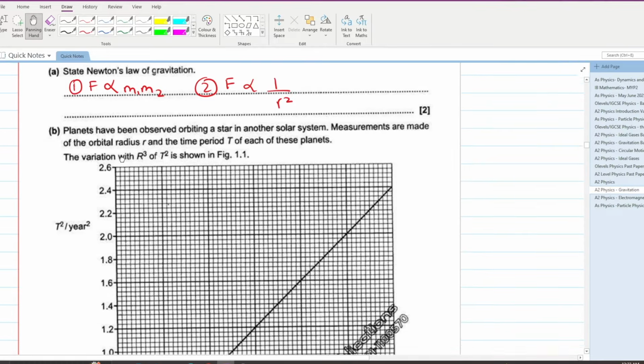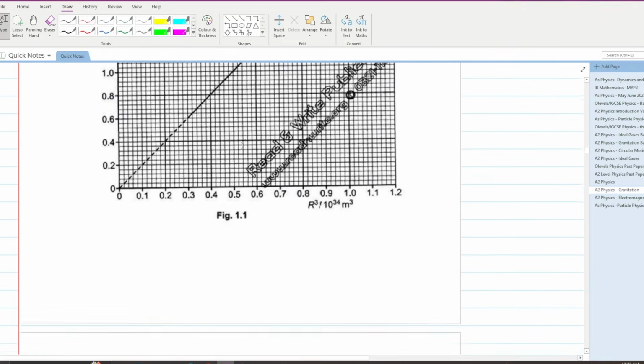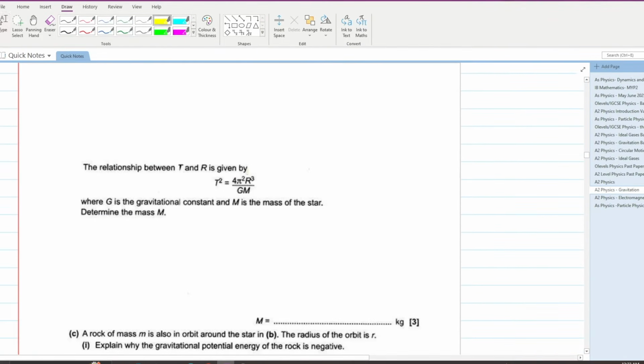Planets have been observed orbiting a star in another solar system. Measurements are made of the orbital radius and the time period of each of these planets. The variation of r cube with T square is shown in figure 1.1. The r cube and T square variation is given in the graph. The relationship between T and R is given by this equation, where G is the gravitational constant and M is the mass of the star. Determine the mass M.